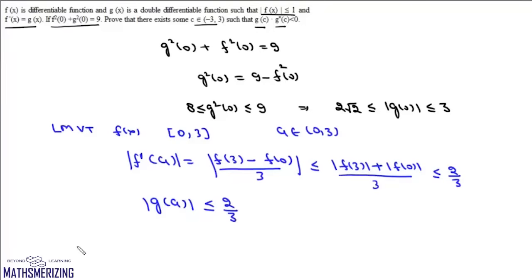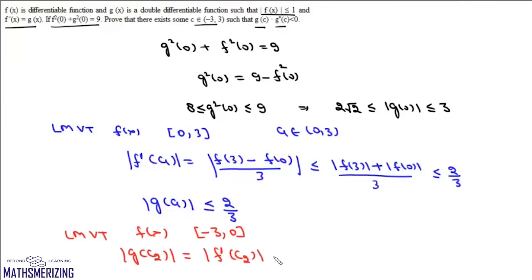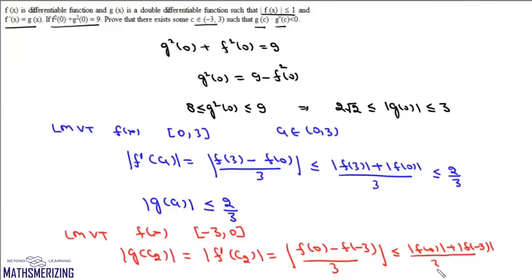Now if we apply Lagrange's mean value theorem for this same function fx in the interval -3 to 0, we can write mod of gc2 is equal to mod of f dash c2, and it will be equal to (f0 minus f of minus 3) upon 3, which is again less than or equal to (mod f0 plus mod f of minus 3) upon 3, which again is less than or equal to 2 by 3, where c2 lies in the interval minus 3, 0.